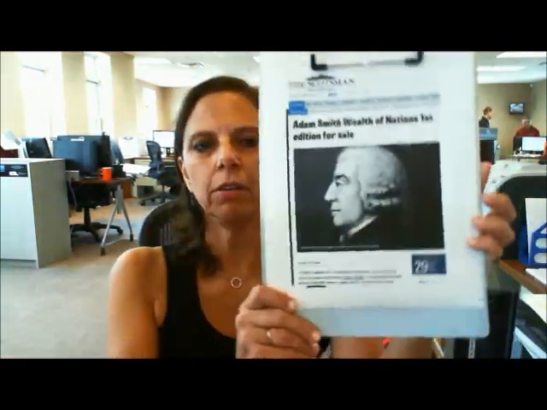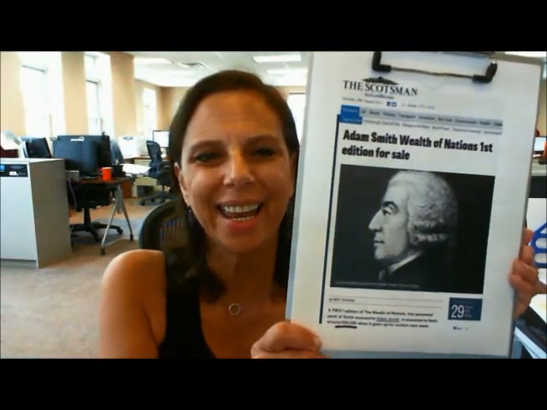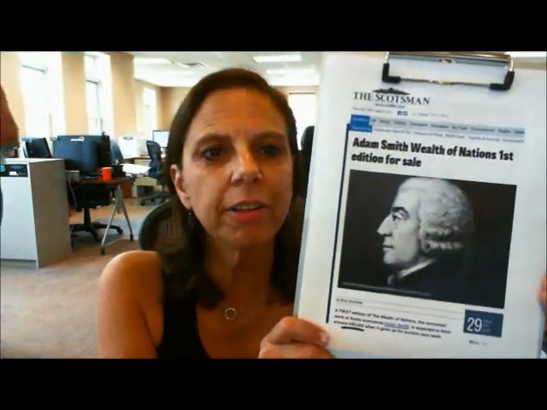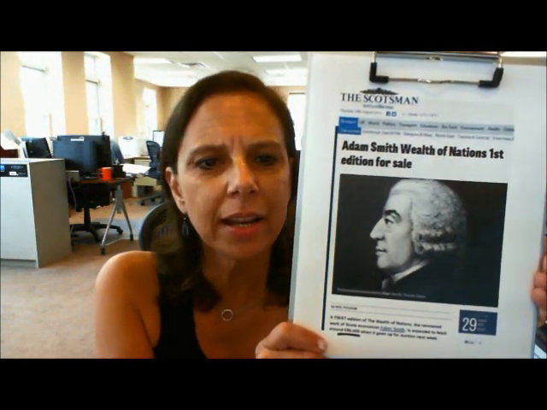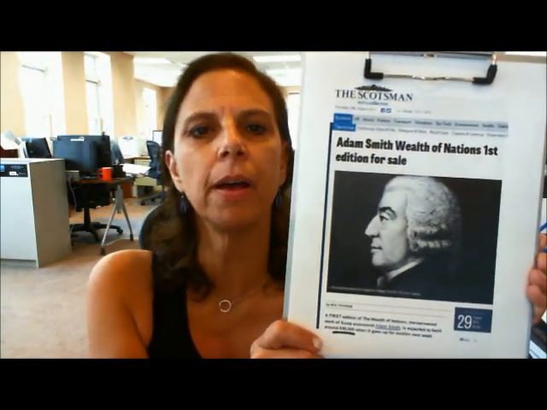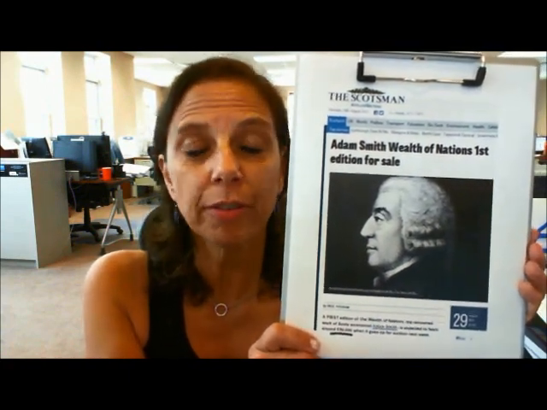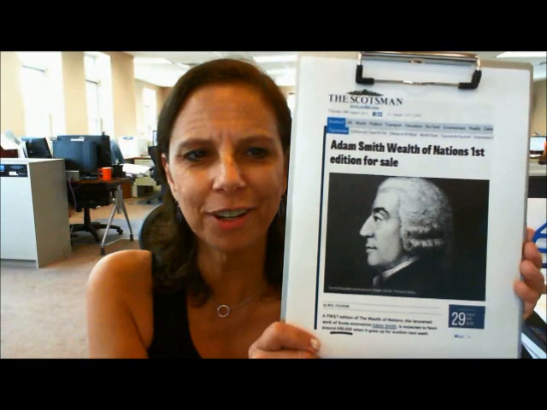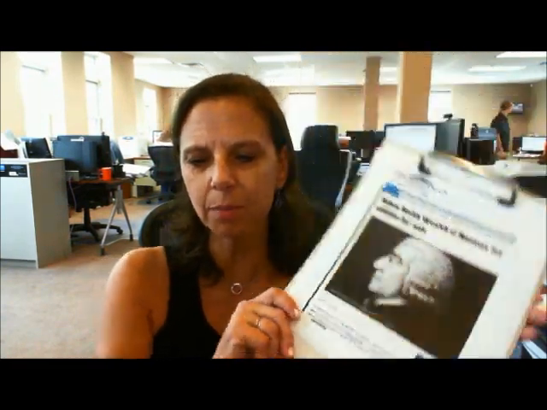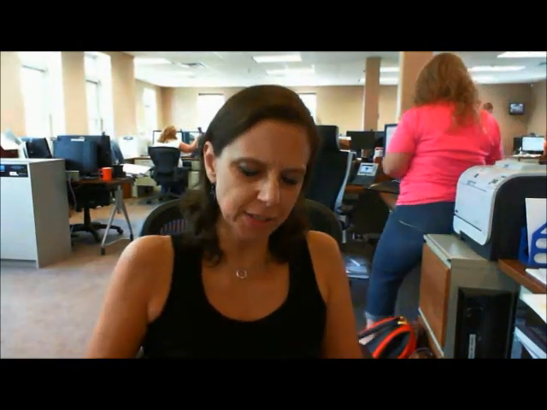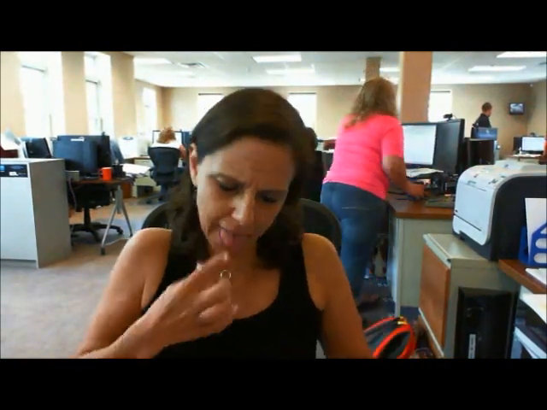What's this invisible hand, and who is Adam Smith? Well, here is Adam Smith, and he was a Scottish philosopher and economist, and he came up with the book, The Wealth of Nations, and currently there is a first edition for sale. This is today's newspaper, The Scotsman, for £50,000. So if you are looking for an investment and you're feeling very capitalistic, this would be a great addition to your library. Next question. Lots to do here.